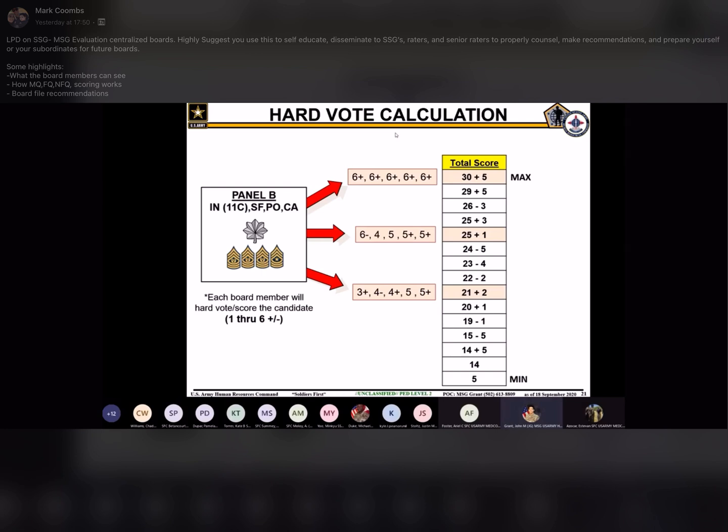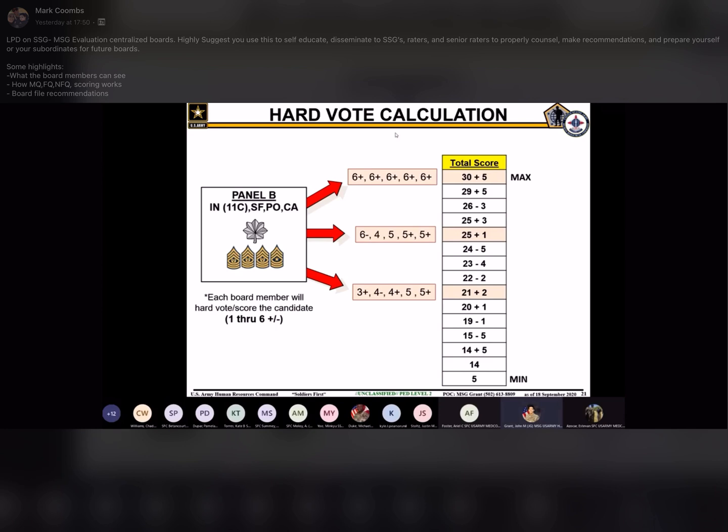So if you look at panel Bravo, this particular panel is going to be all 11 Charlies, all SF, Special Forces, all PSYOPs, all civil affairs. So all candidates belonging to those MOSs will be looked at in that panel, and all those board members belong to those same MOSs. Each board member within that panel is going to hard vote the candidate a score of 1 through 6 plus or minus, just like the word picture we looked at.